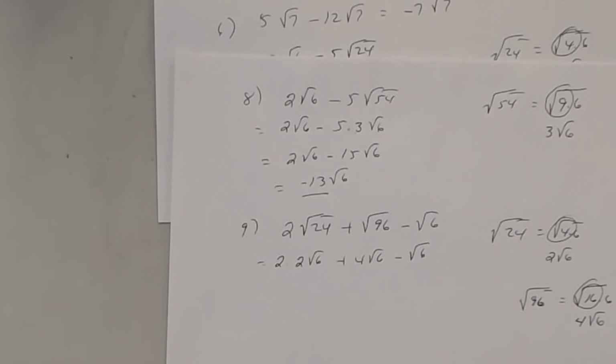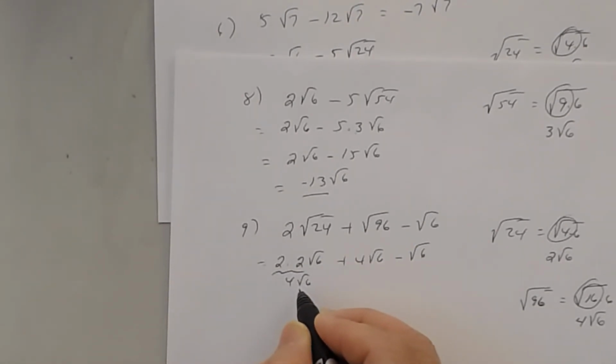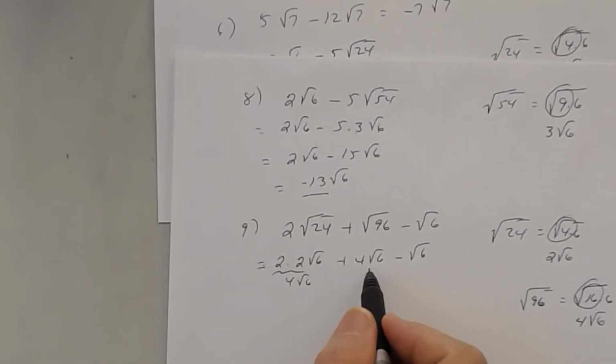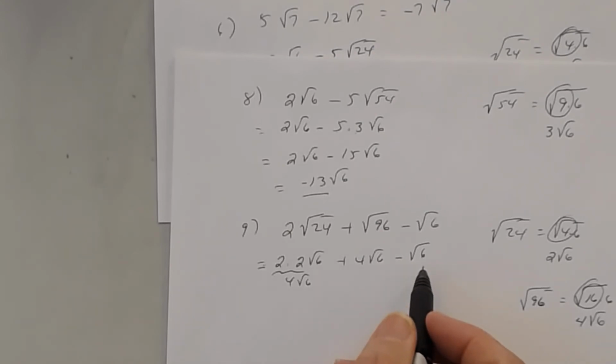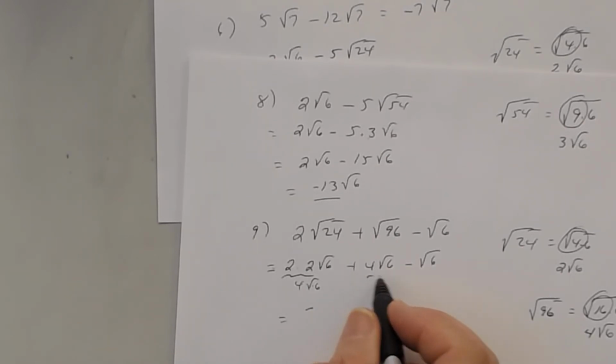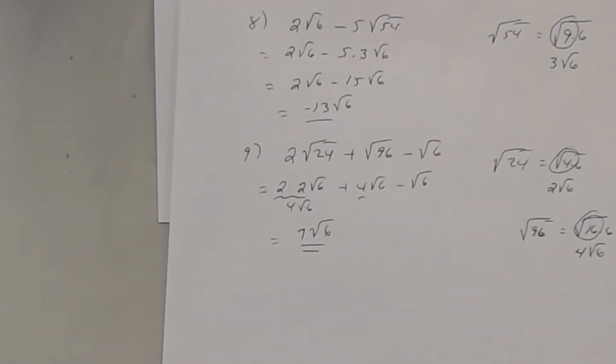Can I simplify that square root of 6 on the end? No. Now, notice this right here is 4, right? 4 square root of 6. So you have 4 square root of 6 plus 4 square root of 6, which is how many? 8 square root of 6. You're subtracting square root of 6. So how many do you have left? Not 8 square root of 6. You have 4 plus 4 is 8. Subtract 1 square root of 6. What are you left with? 7 square root of 6.